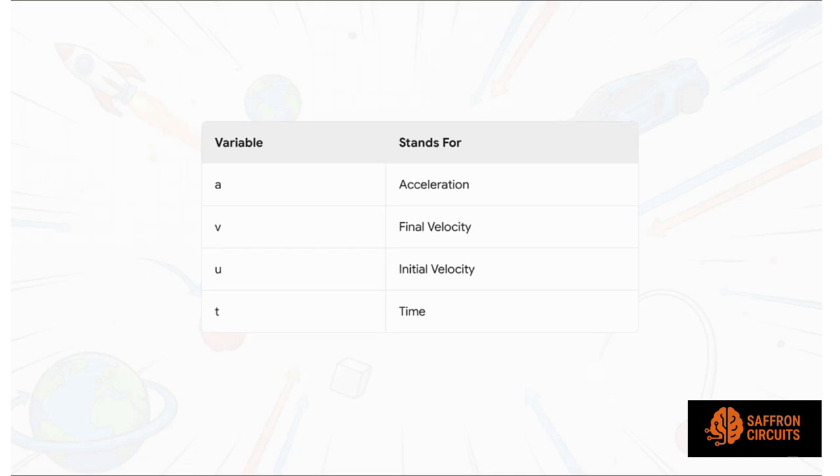Now for the formula. And look, don't let the letters freak you out. It's actually super simple. a is just acceleration, that's what we're trying to find. v is your final velocity, how fast you ended up. u is your initial velocity, how fast you started. And t is just the time it took. So you just find the change in velocity and divide it by the time: a = (v - u) / t.